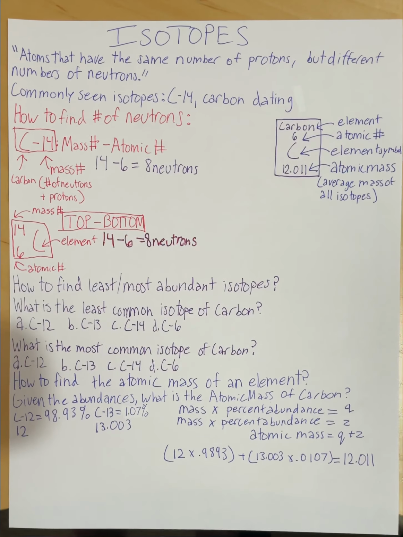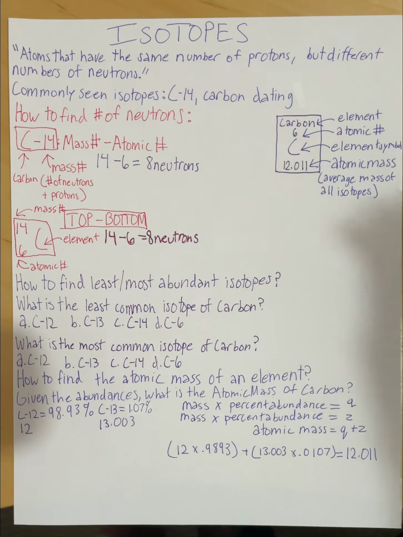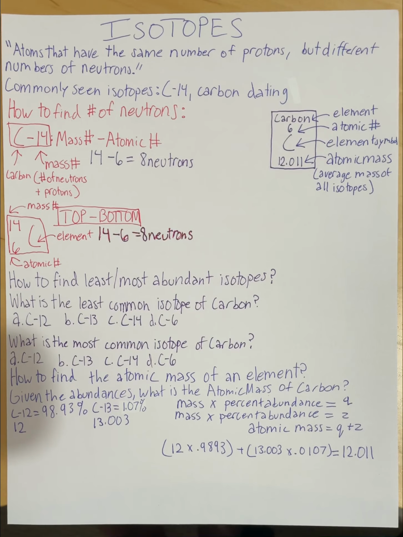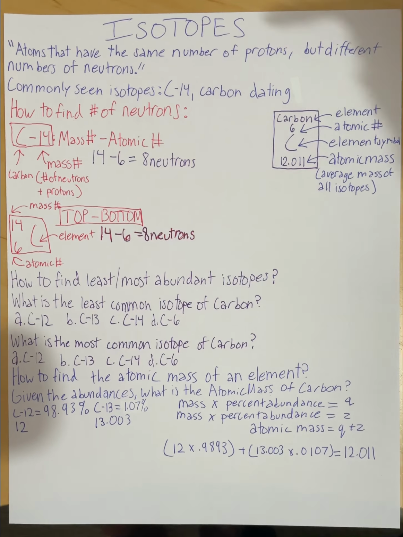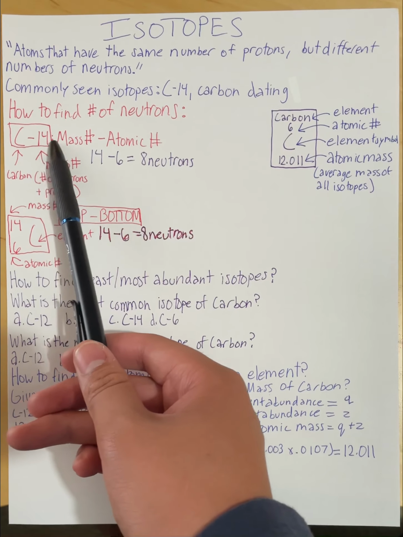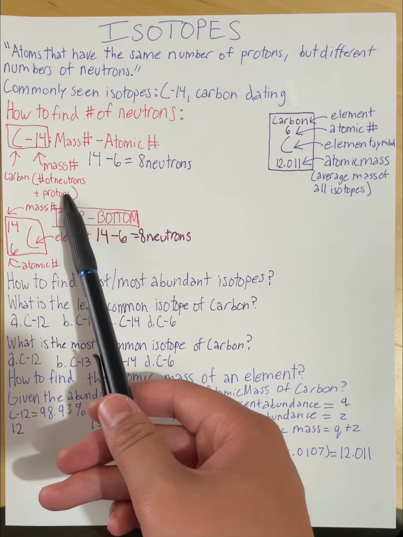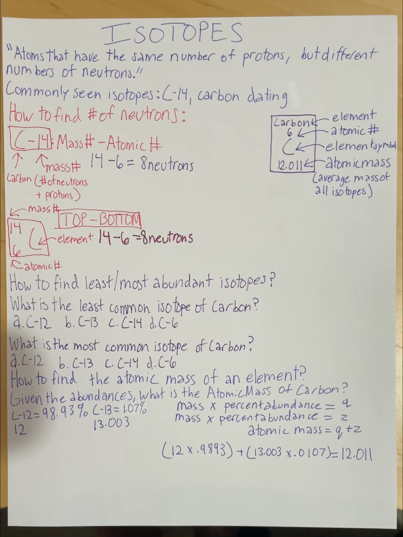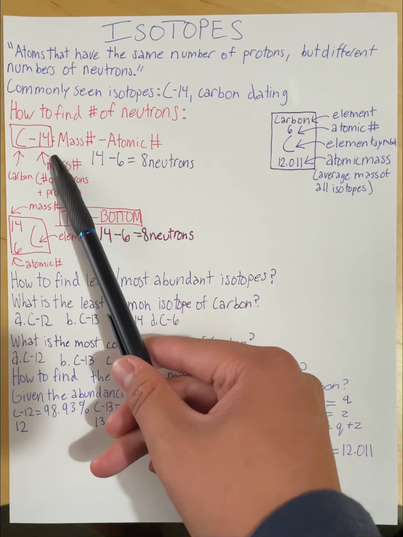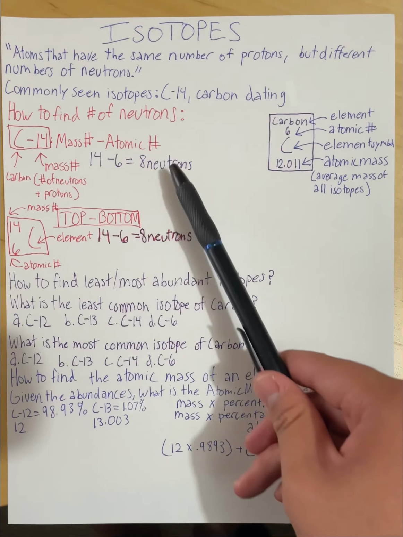And so one of the questions would be, how do you find the number of neutrons in an isotope? There are two specific ways that they usually draw it out. They usually draw it with a dash like this. The 14 represents the mass number, which is the number of neutrons plus protons. And how do you find the number of neutrons? You take the mass number minus the atomic number, which you find on the periodic table, and that gives you the number of neutrons.